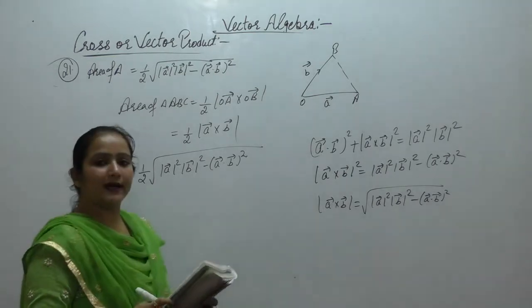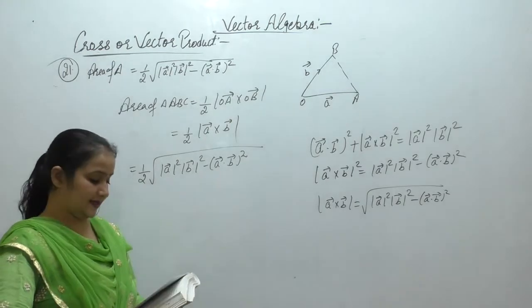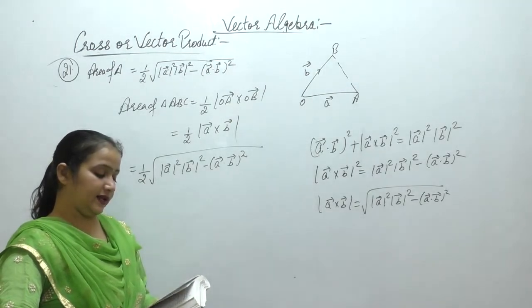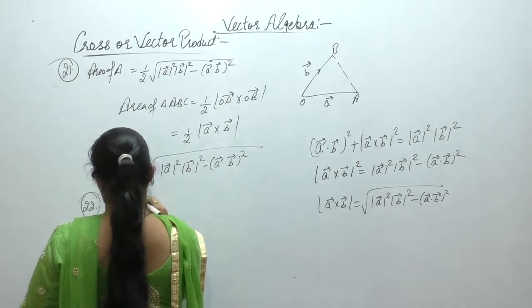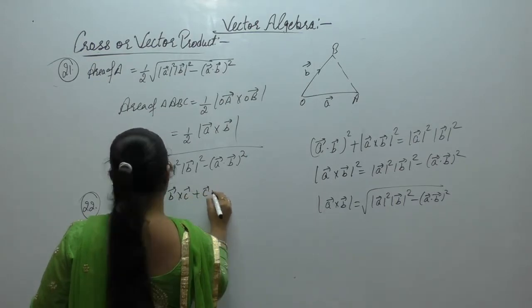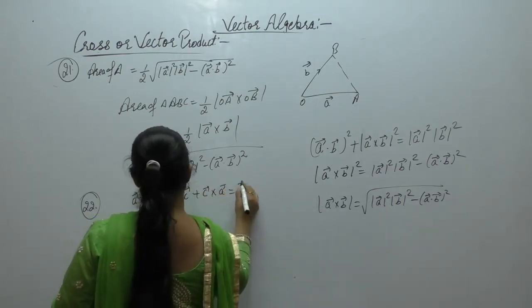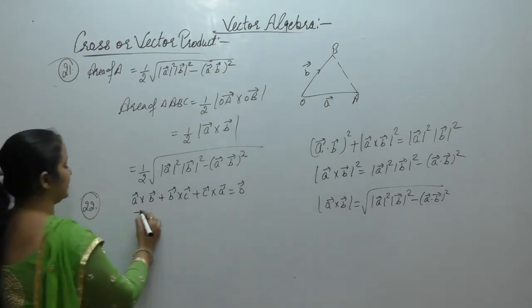Prove that the points A, B, C with the position vectors A vector, B vector and C vector respectively are collinear if and only if A cross B plus B cross C plus C cross A is equal to 0 vector. The points A, B, C are collinear.